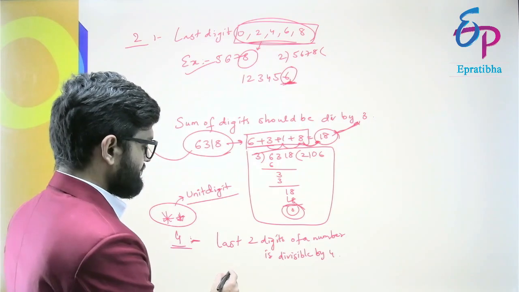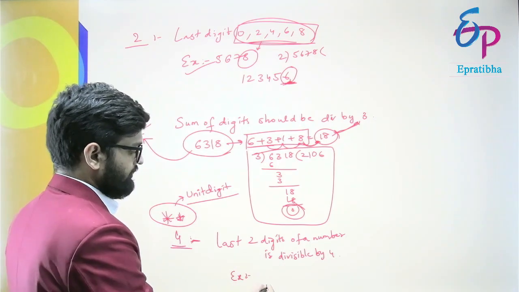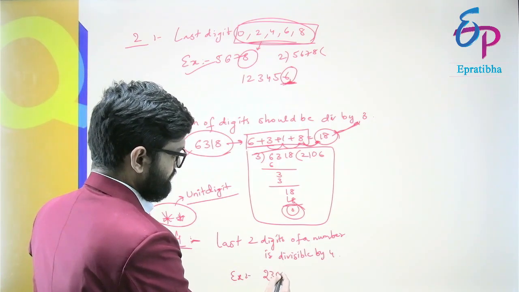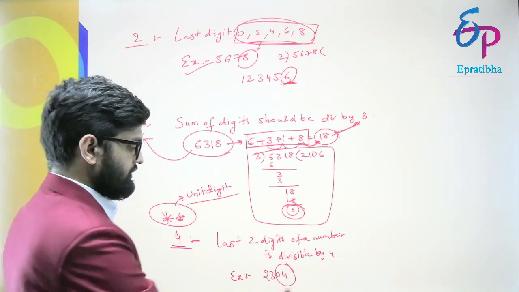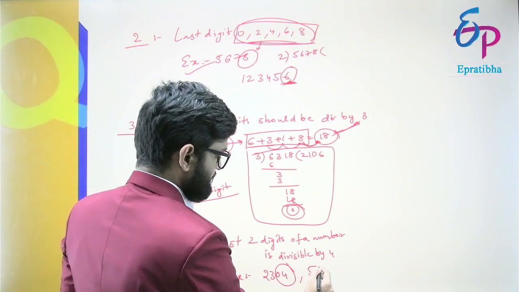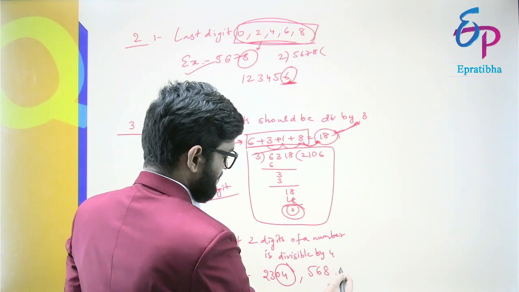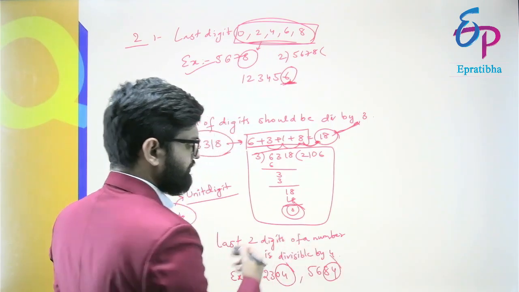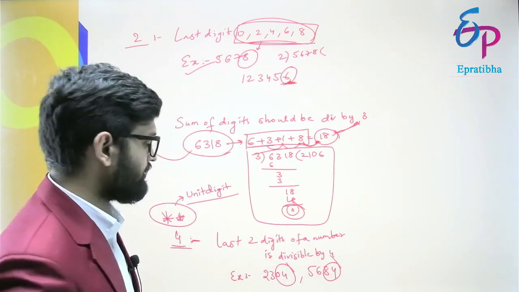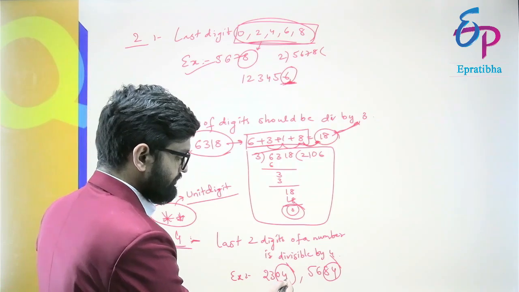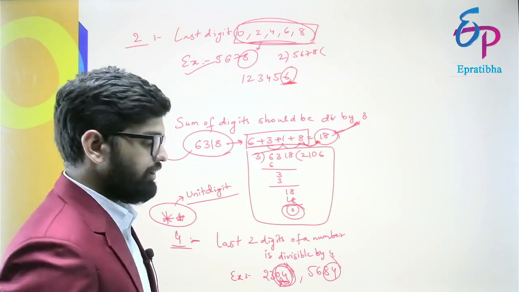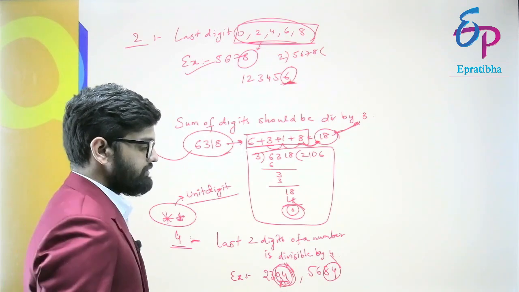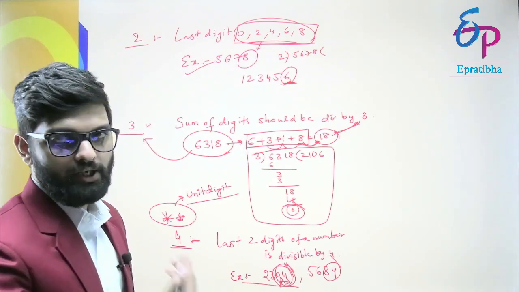If you take the example 2304, this 04 will come in the 4 table or not? Yes. Next, 5684, 84 will come in the 4 table? Yes, it is 21 times, right? So if you check the last 2 digits of a number, if it falls in the 4 table or if it is divisible by 4, then this entire number is divisible by 4.